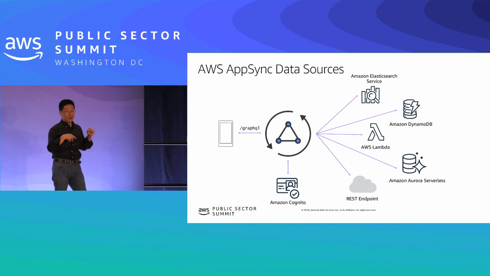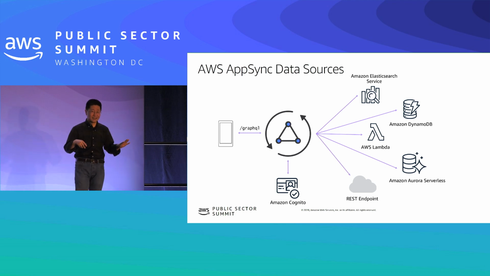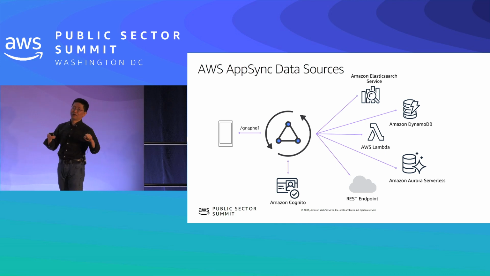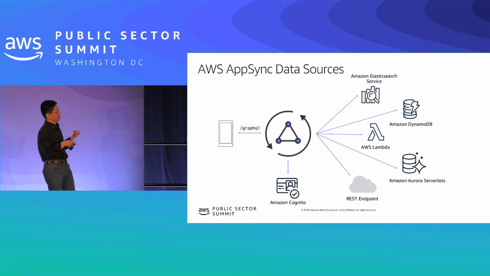Quickly talking about the authentication over there, out of the box, we support four kinds of authentication. One is based upon an API key. So you can have an API key and give it to your client. Then they can just query your AppSync data based upon the API key.